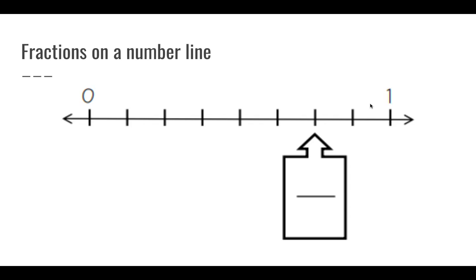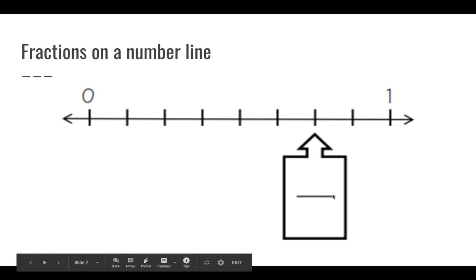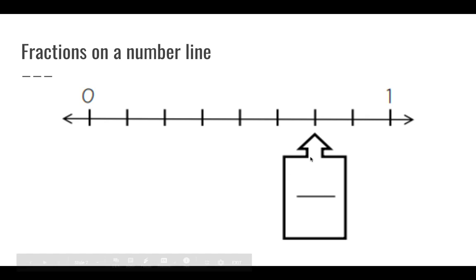Take a look at this one. See how many parts we have? 1, 2, 3, 4, 5, 6, 7, 8. Okay, so think about where that 8 would go. And then consider what our numerator is. How am I going to know what number goes on the top of my fraction? Where's my arrow pointing at?